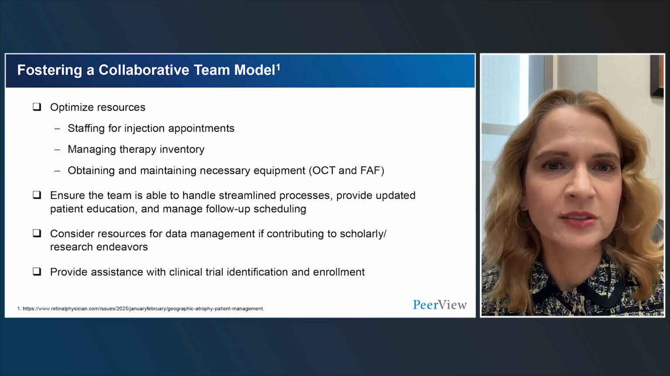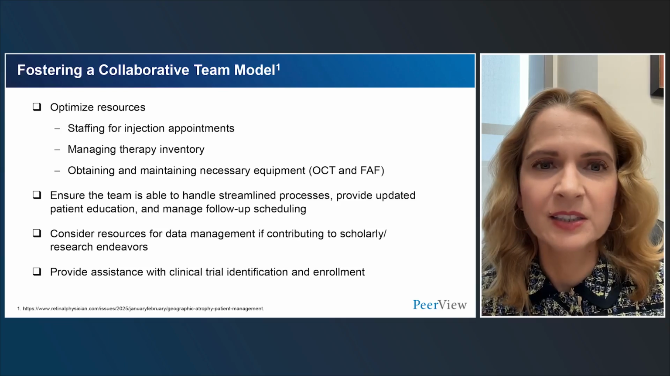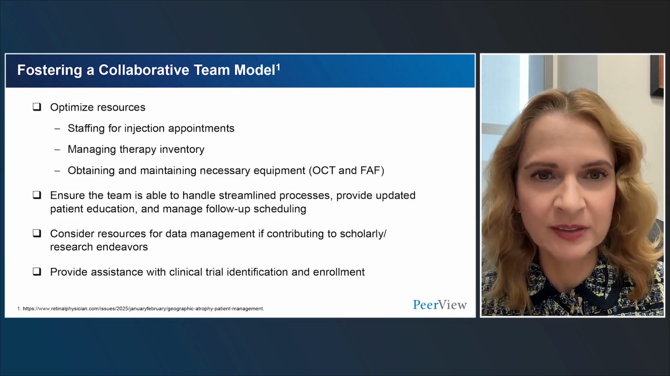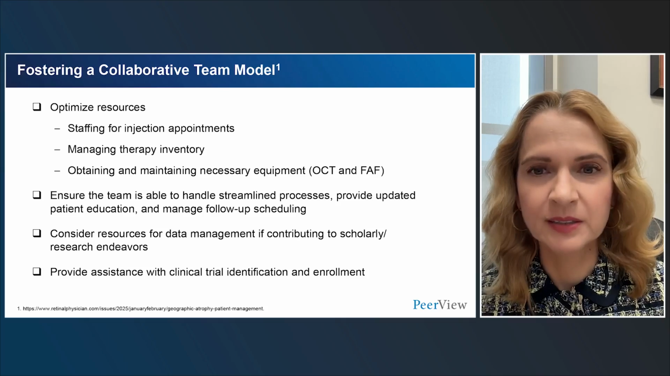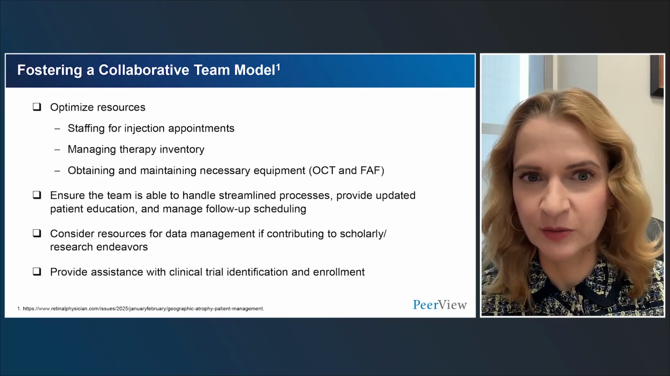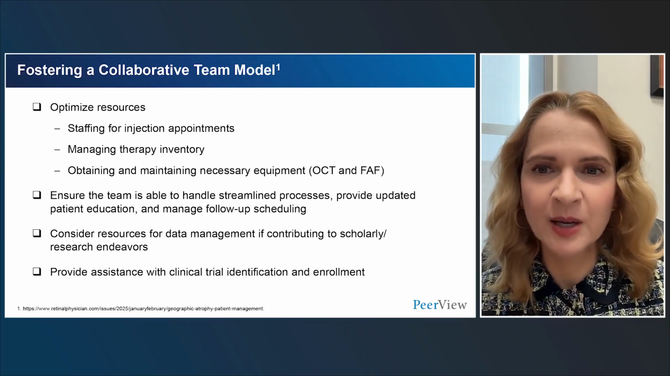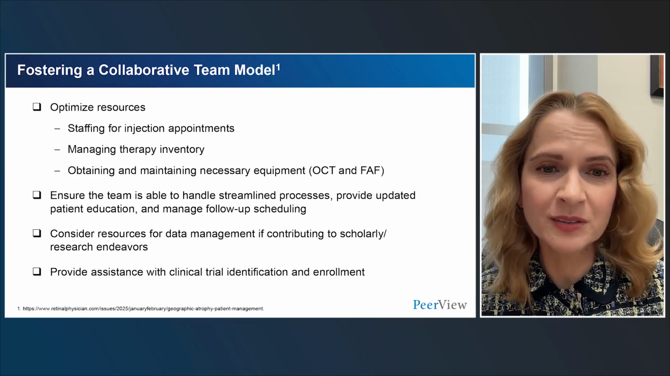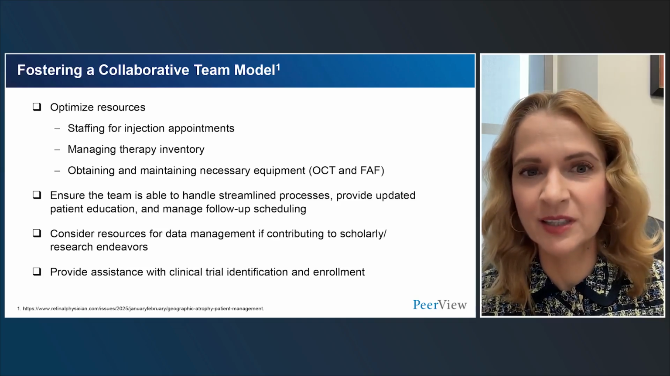It is so important to foster a collaborative team model for the care of geographic atrophy patients. This way, resources can be optimized in regards to staffing for injection appointments, managing therapy inventory, and obtaining and maintaining necessary equipment, such as OCTs and autofluorescence devices for our clinics. We should ensure that the team is able to handle streamlined processes, providing updated patients' education and managing follow up scheduling. We need to consider resources for data management if it contributes to scholarly and research endeavors that can help our GA patients over time.